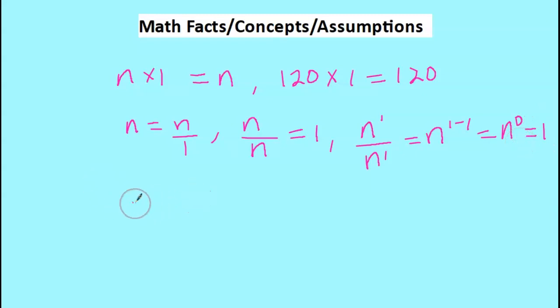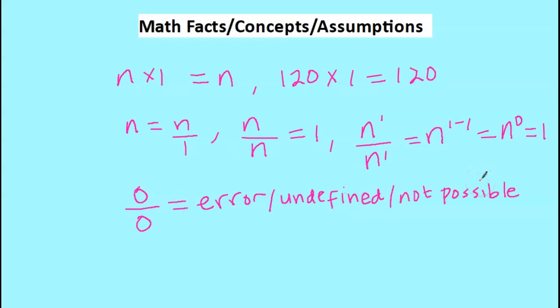But for every law, there's an exception. If we have 0 divided by 0, gotta be careful. This is an error, or mathematically we say it's undefined, because there's no number that can be divided into a group of 0. So it's a fact that we need to know as we are dealing with math. The square root of 0 is 0.